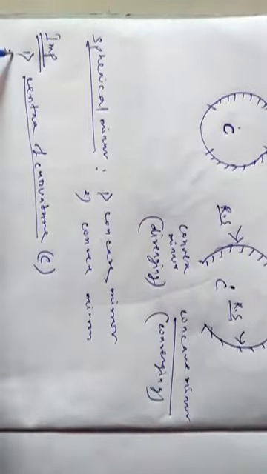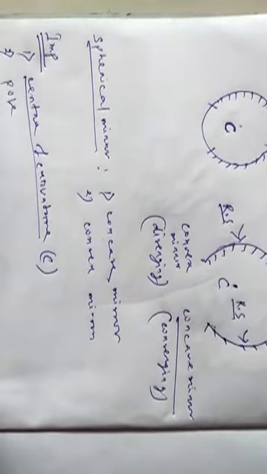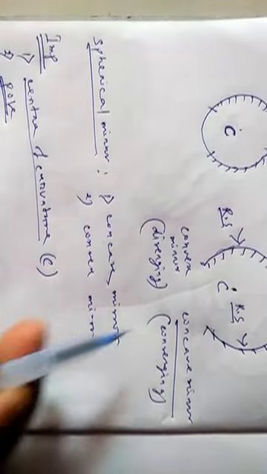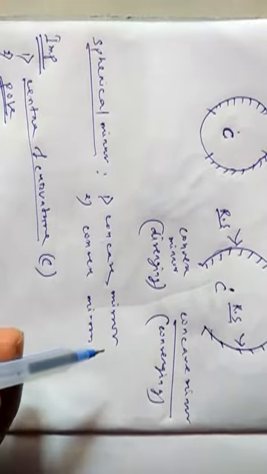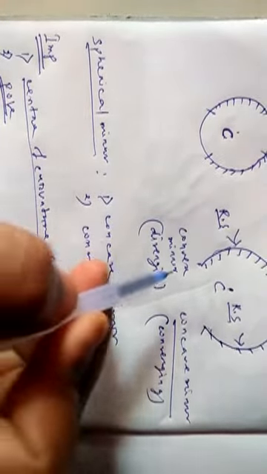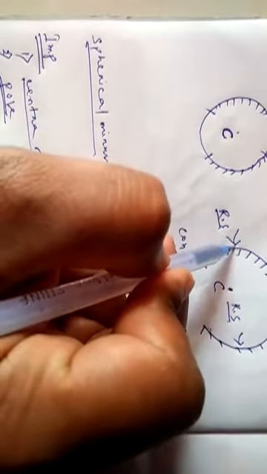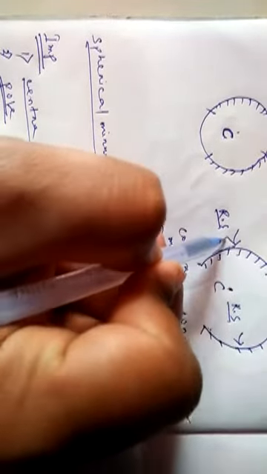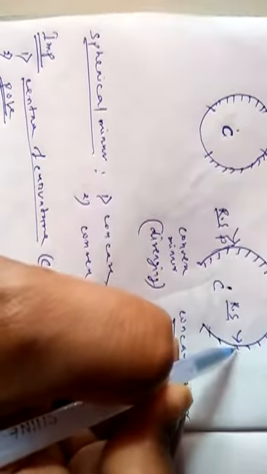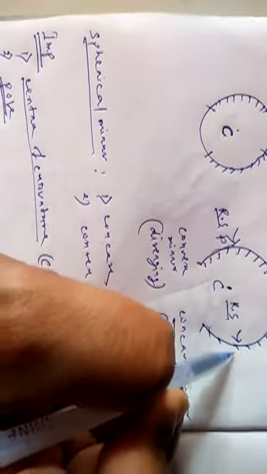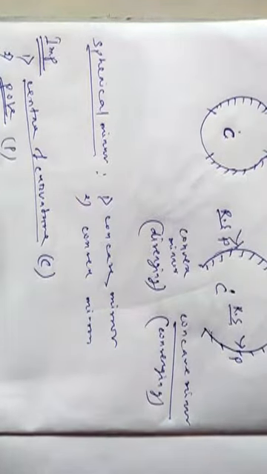Second, discuss what is pole. Pole is the central point of the mirror. The central point of the mirror is called pole. So this is the central point of the convex mirror and this is called pole, and this is the central point of the concave mirror and it is called pole, P.